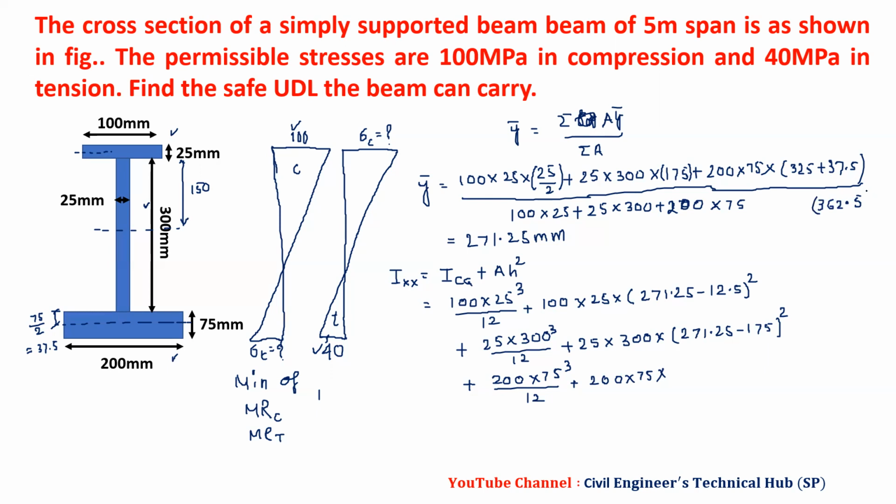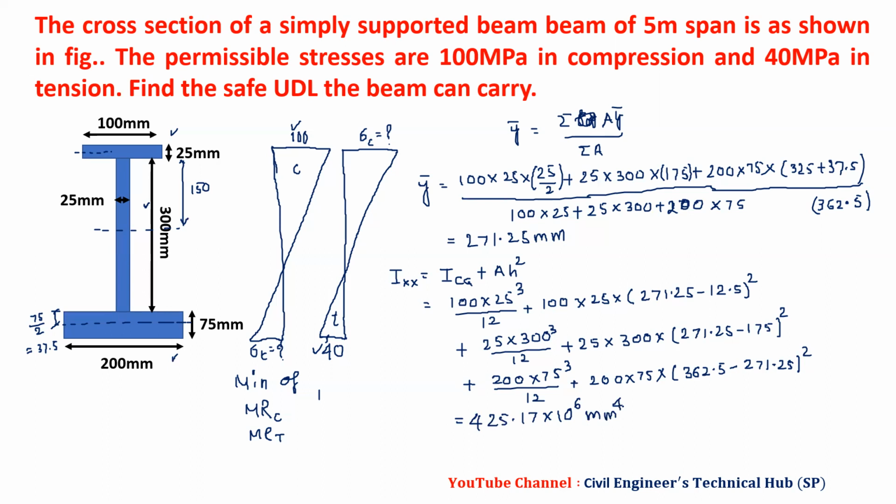362.5, so this value, and therefore we have 362.5 minus 271.25 whole square, and solving this we have value of I_XX as 425.17 into 10 raised to 6 millimeter to the power 4.